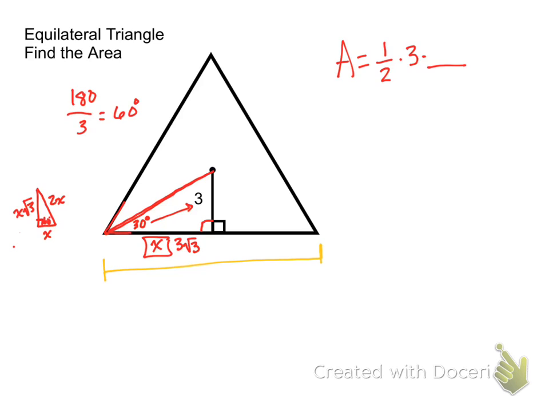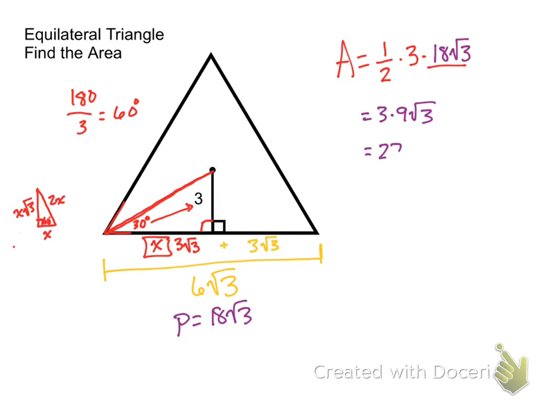one whole side length. So 3 square root of 3 plus 3 square root of 3 is 6 square root of 3, and there's 3 sides in a triangle, so we multiply that number by 3. 6 times 3 is 18, so 18 square root of 3. So our perimeter is 18 square root of 3. Okay, now to solve this, we can't divide 3 by 1/2, but we can multiply 18 by 1/2. So we're going to end up with 3 times 9 square root of 3, which is 27 square root of 3 units squared. That's our area.